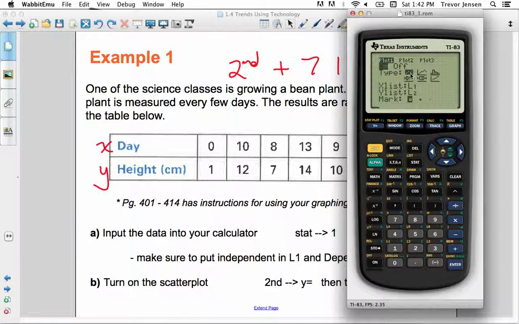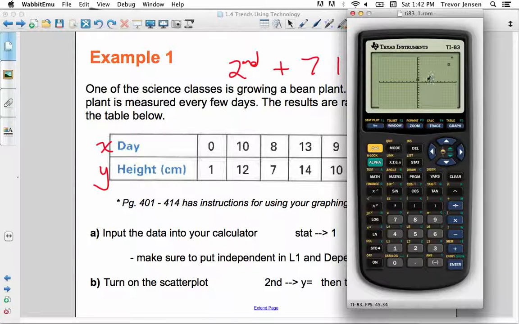And the default type of graph that it's going to give you is a scatter plot. So if you go down to type, scatter plot should already be selected. And the default list for your independent variable should be L1, and the default list for your dependent variable should be L2. So you won't have to change that at all. Now you should be able to hit graph, and you'll see something.